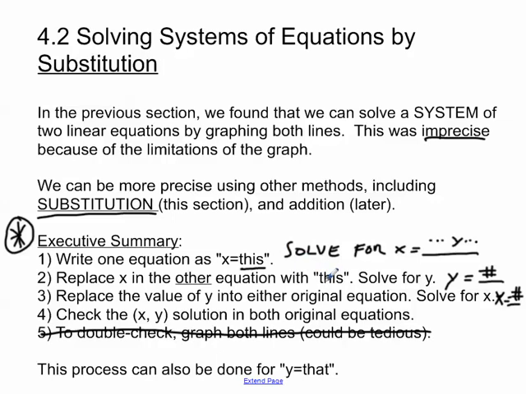Then you'll have an equation with just one variable, and that'll be y. Solve for y. And then you'll have y equals some number, and that'll be half of your solution for the system. Then you go back and replace that y value into either original equation, and you solve for x, because you'll have just x terms and constant terms, and you get x equals a number.